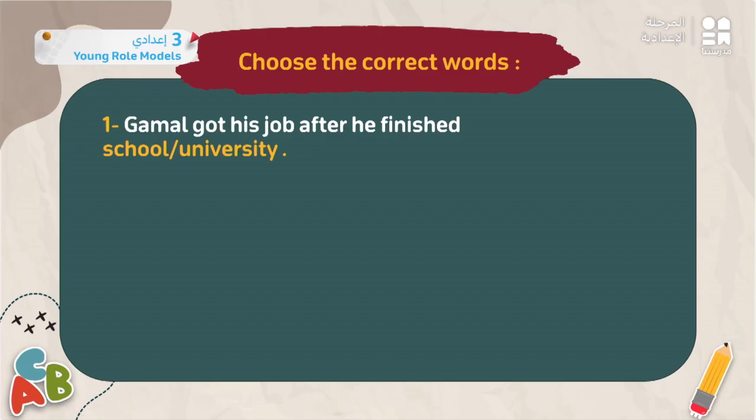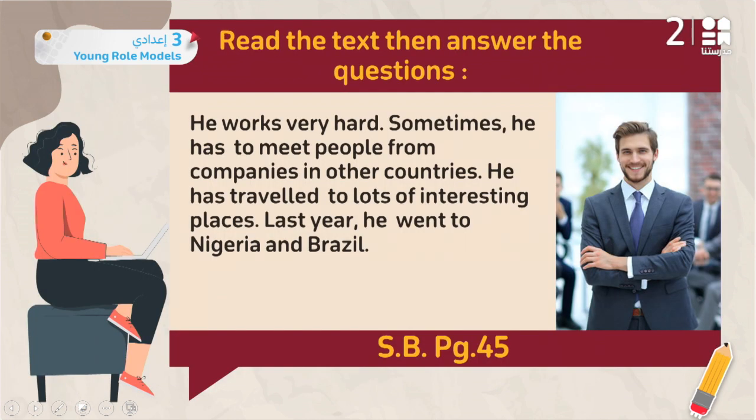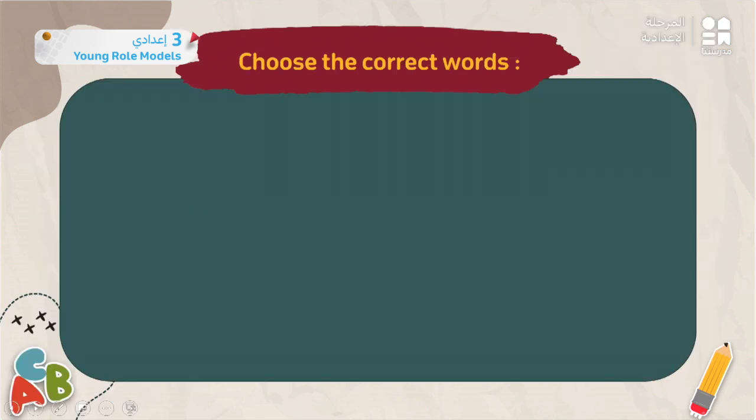Now let's answer the questions. Choose the correct words. الأسئلة اللي عندي هنا إن أنا بختار الإجابة الصح based of course on the passage. Jamal got his job after he finished school or university. So he got his job. إمتى جات له الوظيفة أو بدأ الوظيفة؟ بعد المدرسة ولا الجامعة؟ when he finished university. يبقى جات له الوظيفة بعد الجامعة.